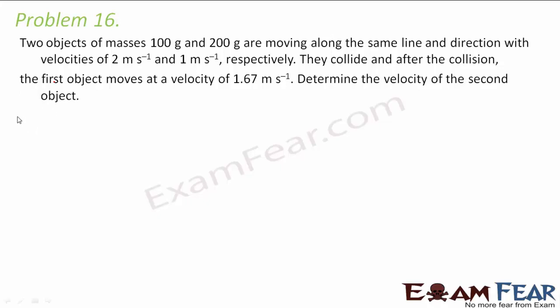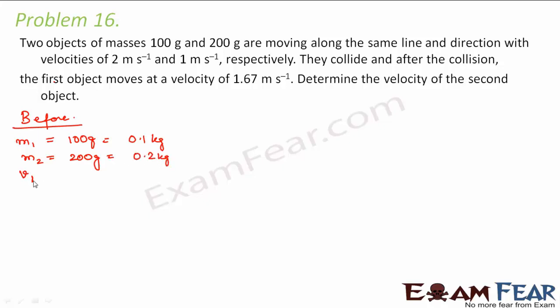So in this case, what happens before collision? Let us first look at the before scenario. Before, mass of the first object is 100 grams, that is 0.1 kg. Mass of the second object is 200 grams, that is 0.2 kg. Velocity with which the first object is moving is 2 meter per second. Velocity with which the second object is moving is 1 meter per second.